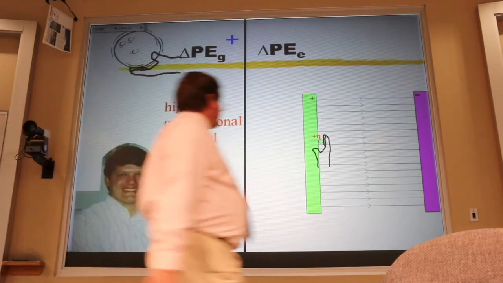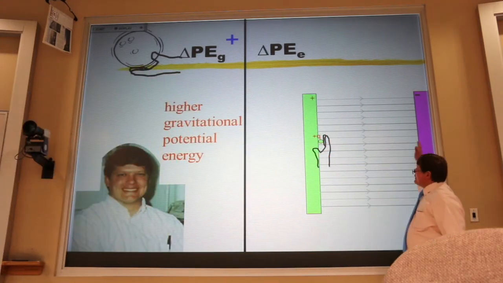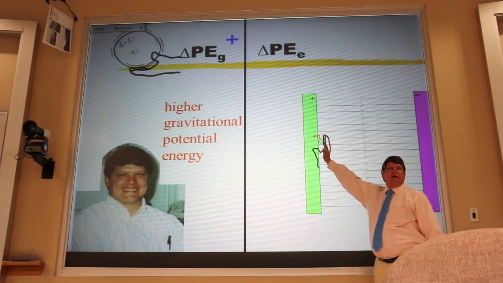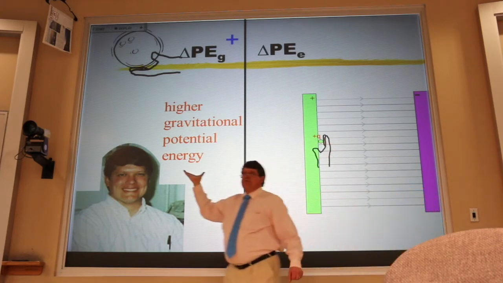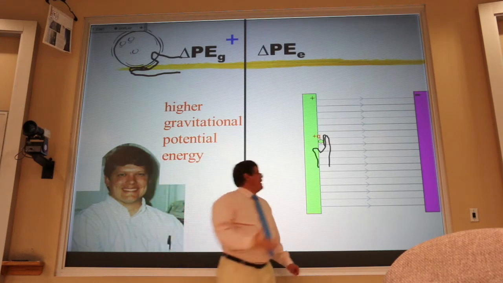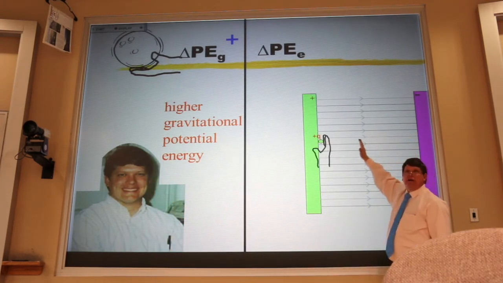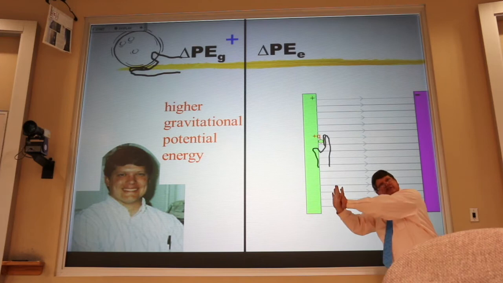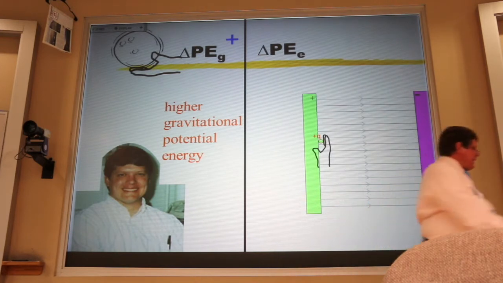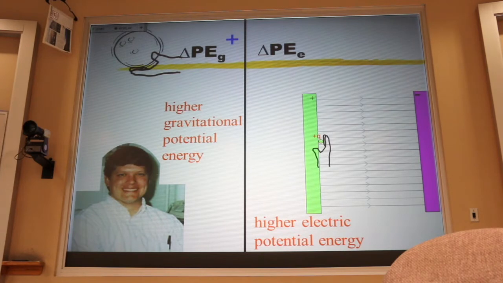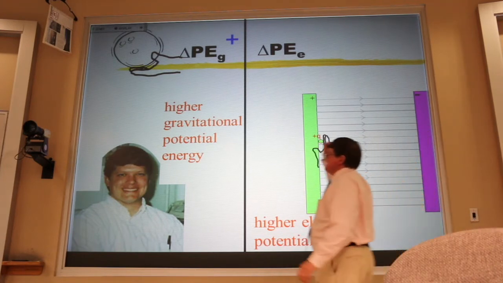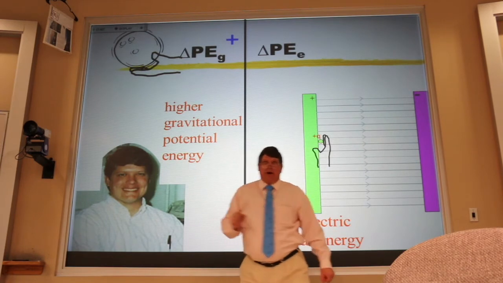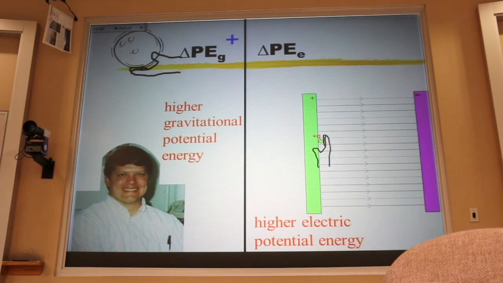Now, in the same way, by pushing this positive charge against the field, just like I was pushing this bowling ball against the gravitational field, I'm pushing this positive charge against the electric field. I'm doing positive work. It doesn't want to go there. I've got to push in the same direction it's going. And by doing that positive work, I'm storing energy. In this case, I'm cocking an electric spring. In this case, I'm cocking a gravitational spring. But either way, I'm cocking a spring. I'm storing energy. Okay? The change in electric potential energy would be positive.